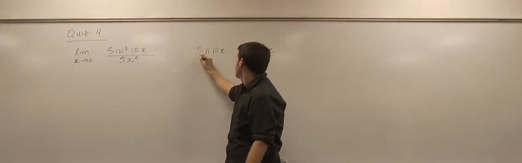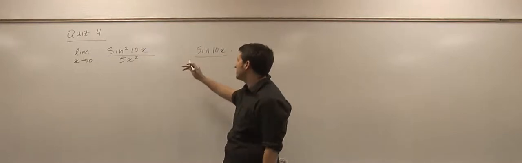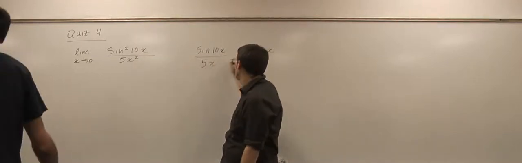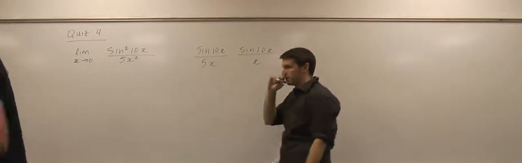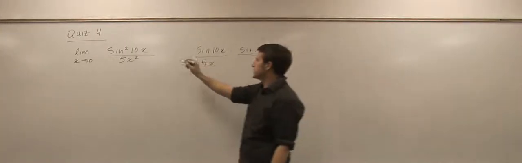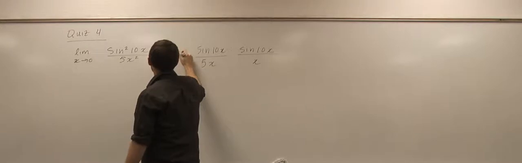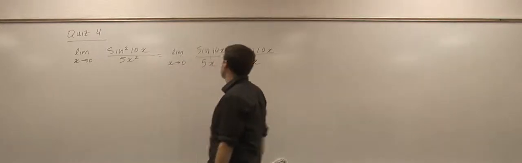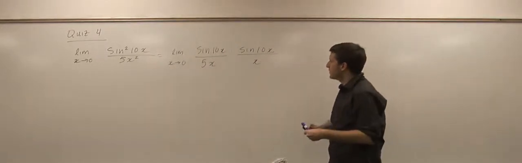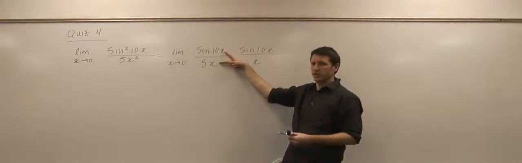And then this guy on the bottom, I would probably split him up. You can put the 5 with one of them and put an x here. So you have to do this limit as x goes to 0. So in order for this limit to be 1, these have to match.